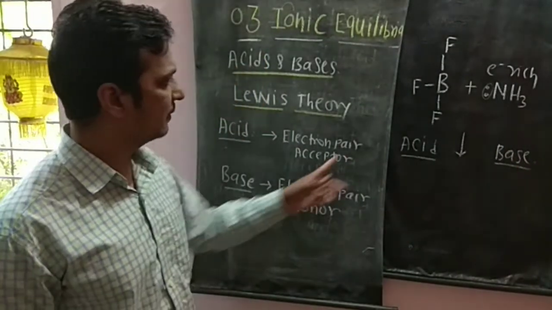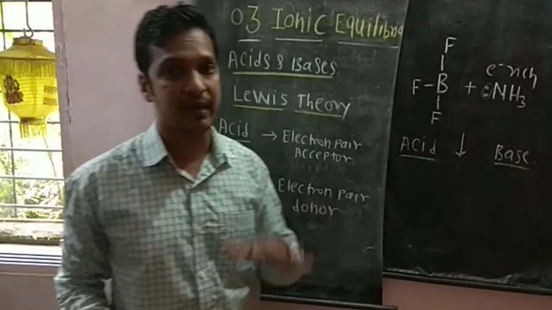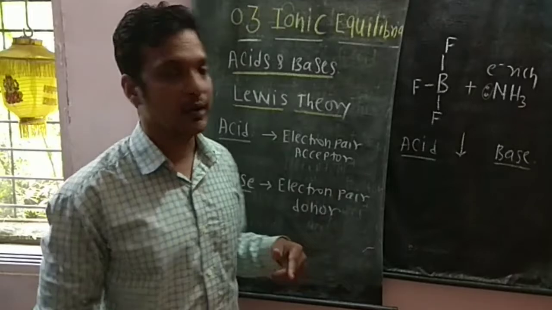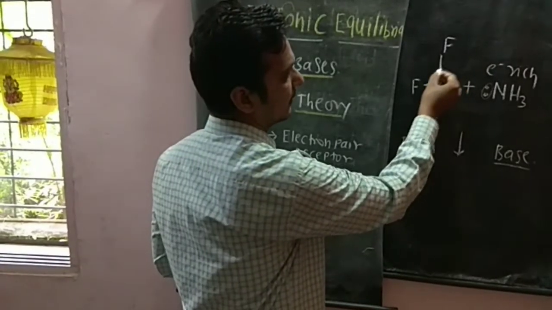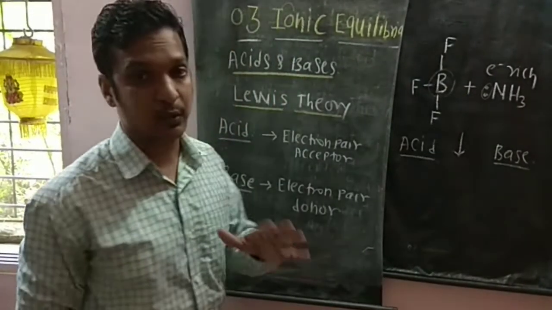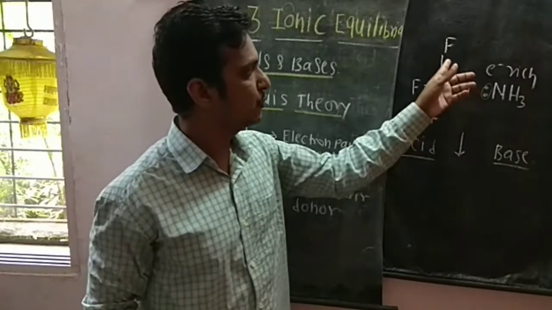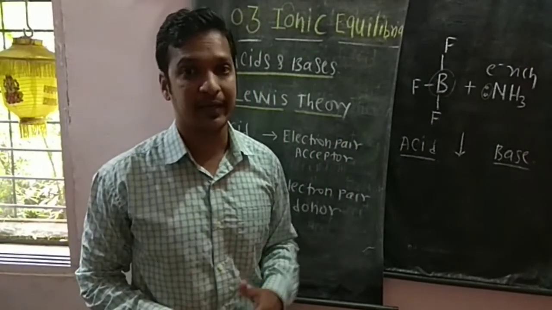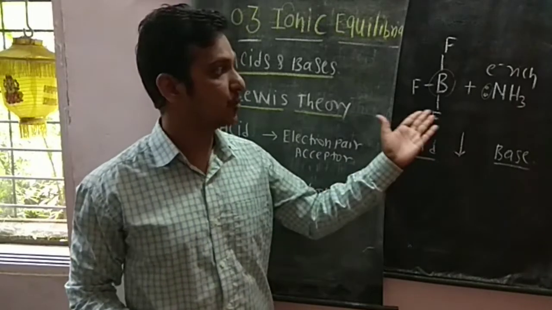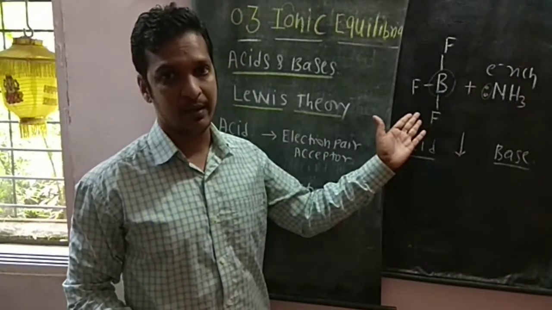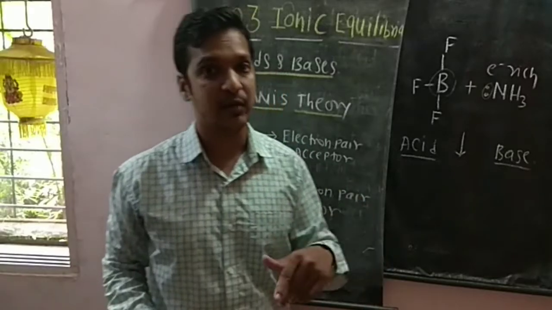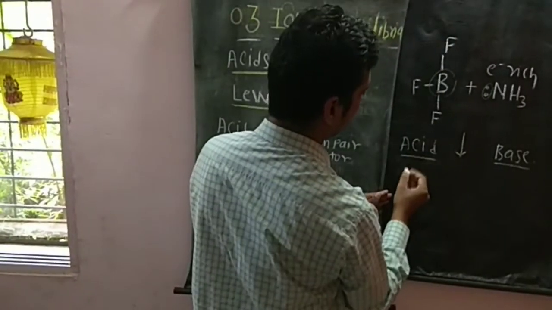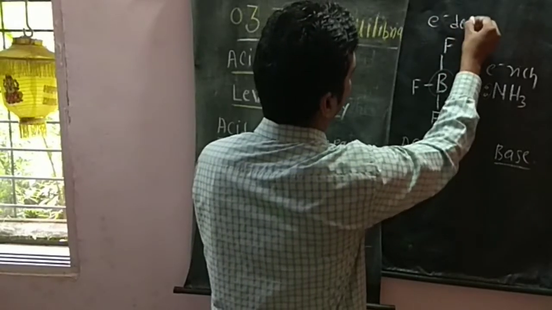Considering the first reactant, BF3 is an electron deficient one. Why is it electron deficient? Look at the central atom of BF3, boron. Boron contains only 6 electrons in its valence shell, 2 plus 2 plus 2, which means it requires 2 electrons to attain an octet. It is short of 2 electrons and needs electrons. Because it needs electrons, it is electron deficient.